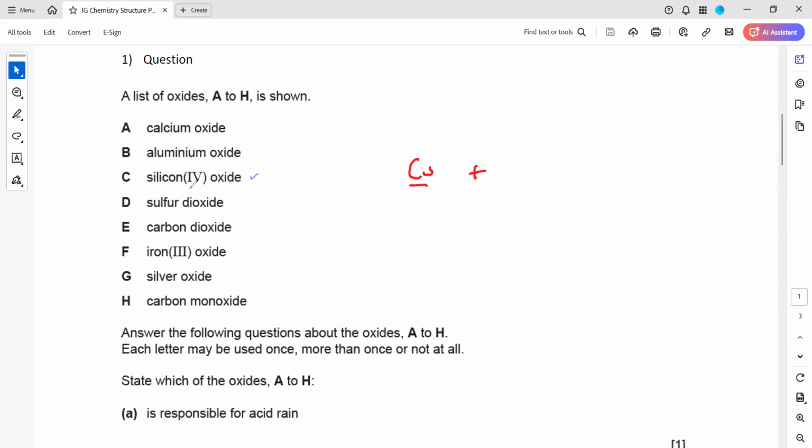So if it was a silver 1 oxide, because when we check the reactivity series, copper is more reactive. As a result, copper can remove the silver from its compound and it will form copper oxide plus silver metal. So what we want is a metal oxide which is less reactive than copper. Why? Because copper can reduce the metal from its oxide, so copper should be more reactive. Copper is more reactive than silver. That's why the last one, silver, is the right answer.